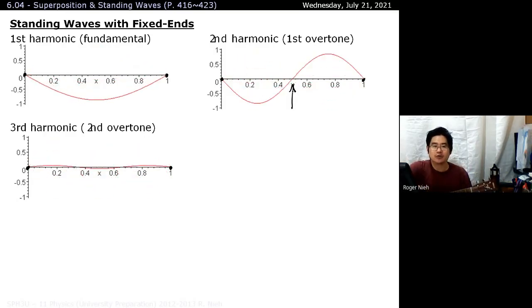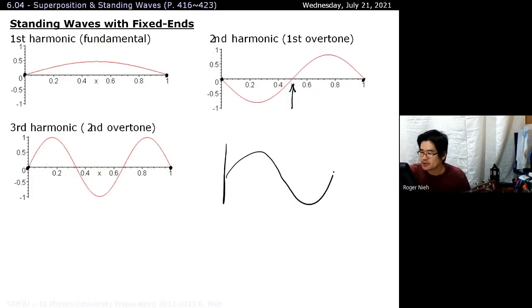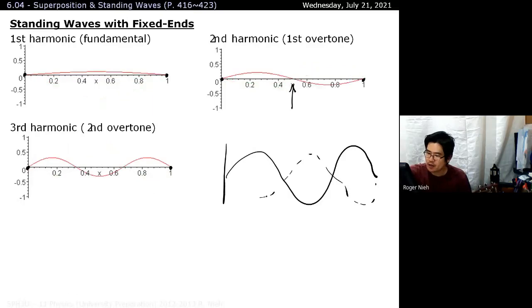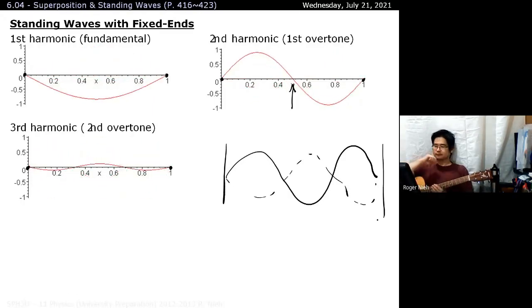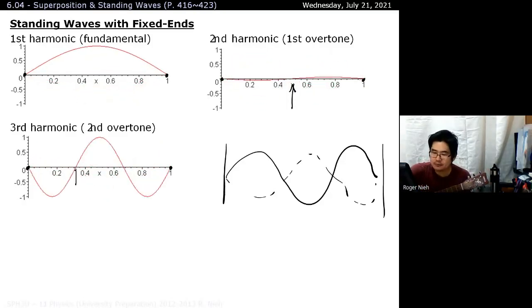Okay, so how do you draw the third one again? One more time. What you'll start off with is that you'll draw something that looks like this, and then you'll flip it and draw it the opposite way around. That's how you draw it. Okay, you'll notice that on the third harmonic, you're forming even more nodes in between.